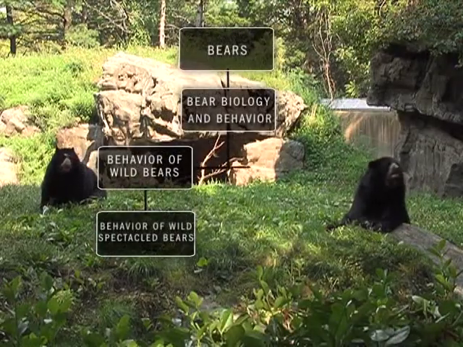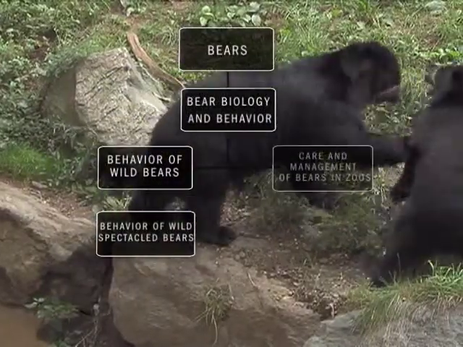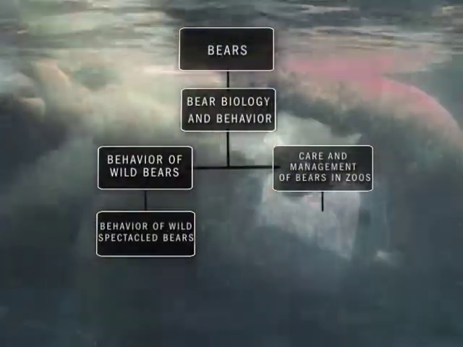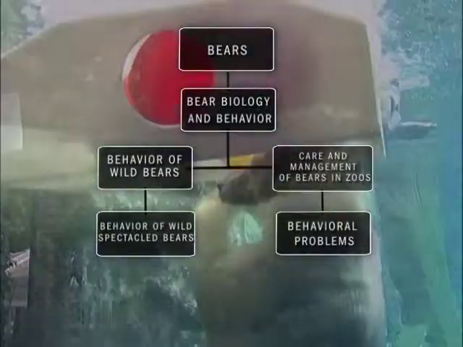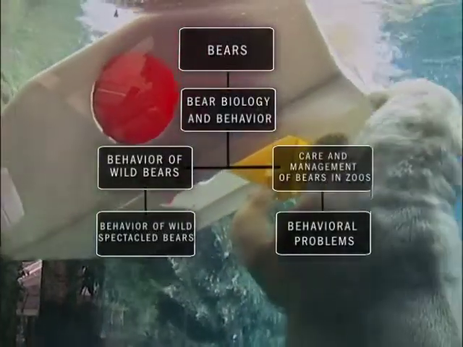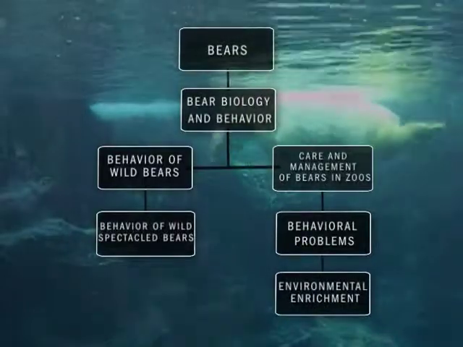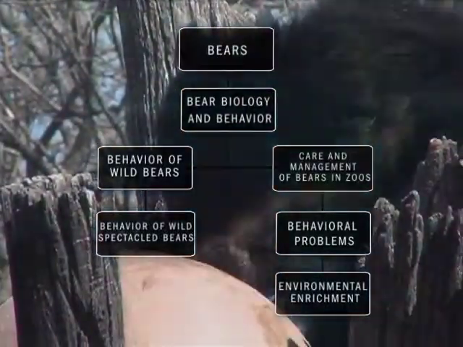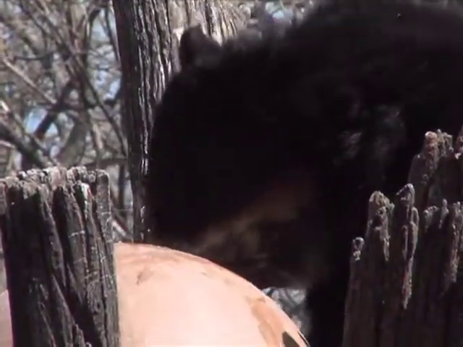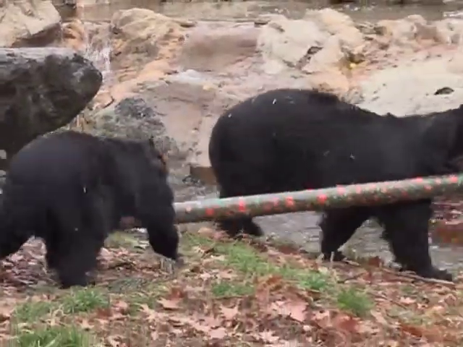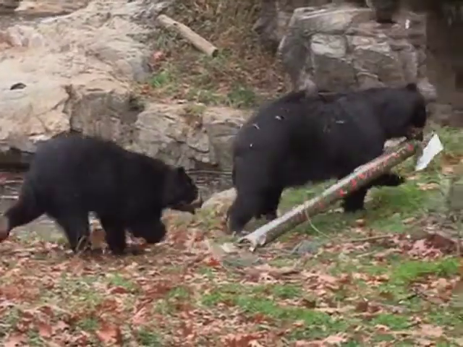Then you'll want to learn something about the care and management of bears in zoos. Read up on what zoos have been doing to reduce behavior problems in captive animals to make their lives more interesting. Find out which enrichment methods are used for other species of bears. Now you're ready to focus on environmental enrichment in spectacled bears. This will be the last addition to your outline for now.